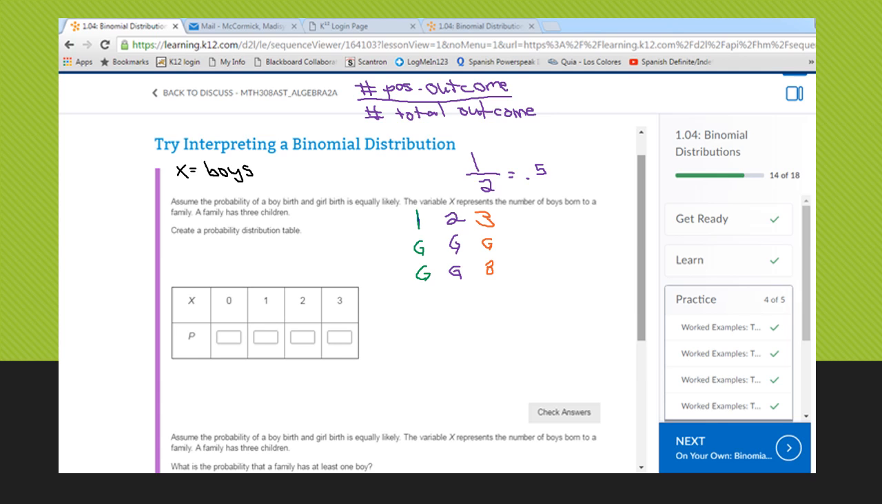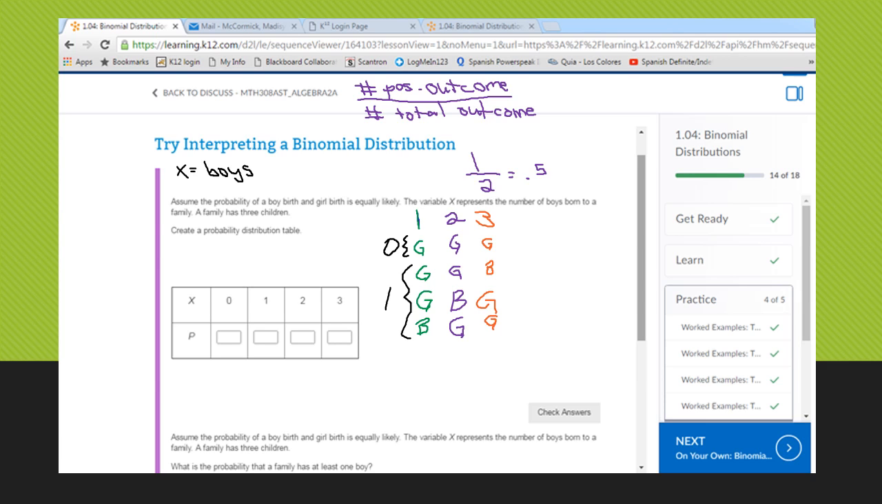Or that boy could be in our second spot. Could be, and that would have to be a girl here. I'm going to write my boy down there for the next one. So these are 2 of the possible situations where either we have 0 boys, or there's 3 different ways here that we can have 1 boy.